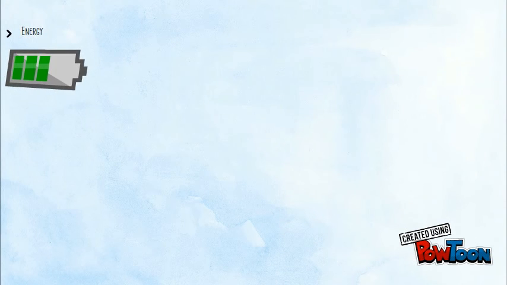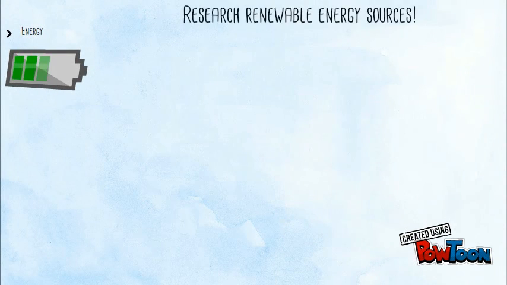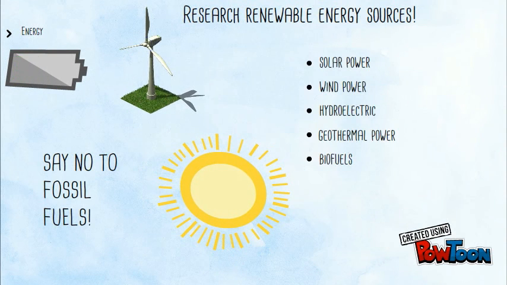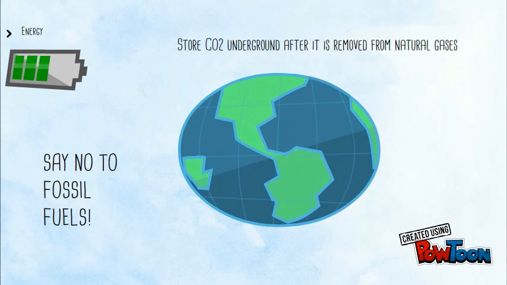Monitoring energy would also help a lot in global warming. We should research renewable energy sources like solar power, wind power, hydroelectric power, geothermal power, and biofuels. We should also store CO2 underground after it is removed from natural gases.